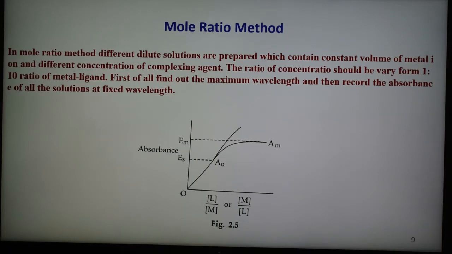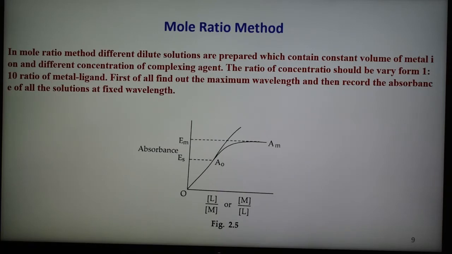First of all, find out the maximum wavelength. Again in this case, before determining the absorbance of the 10 solutions, first of all find out the lambda max, that is the wavelength at which the maximum absorption takes place, by taking any one solution. After measuring the lambda max, record the absorbance of all the 10 solutions at a fixed wavelength, that is at lambda max. The absorbances are then proportional to the equilibrium concentration of the metal ion present in the solution.